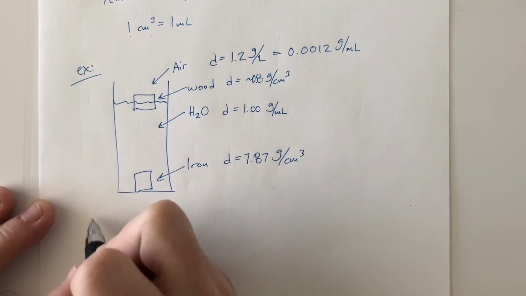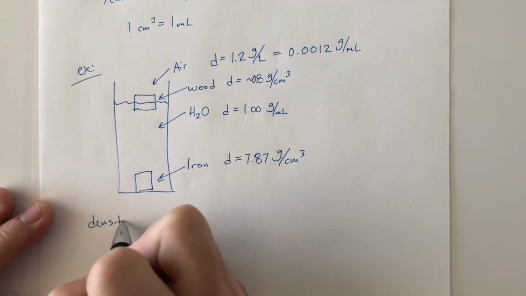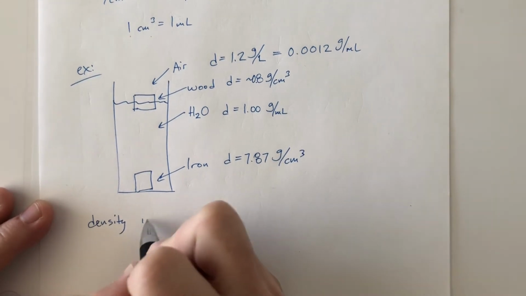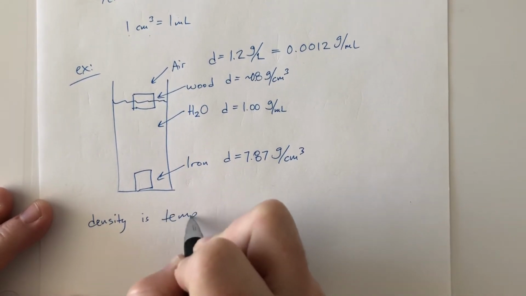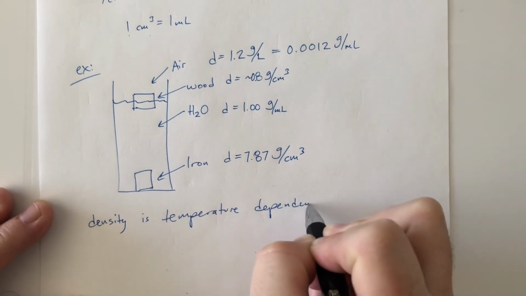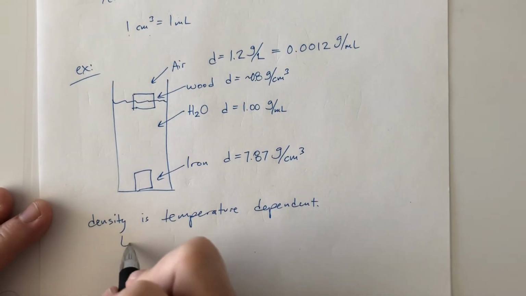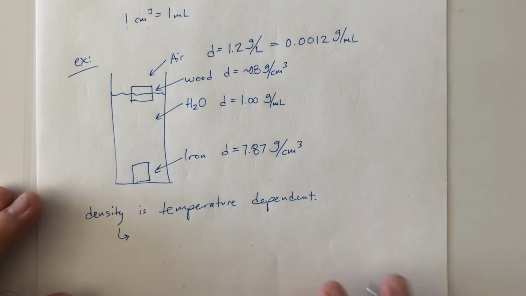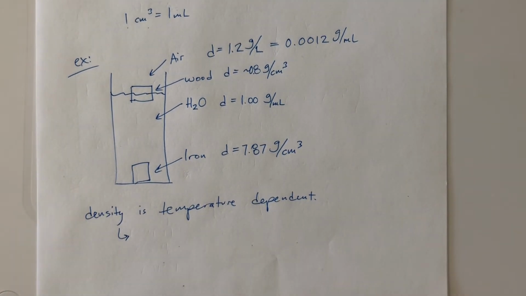The density of anything is temperature dependent. And this is because typically solids, or gases actually, or liquids, I guess all of them, expand when heated.